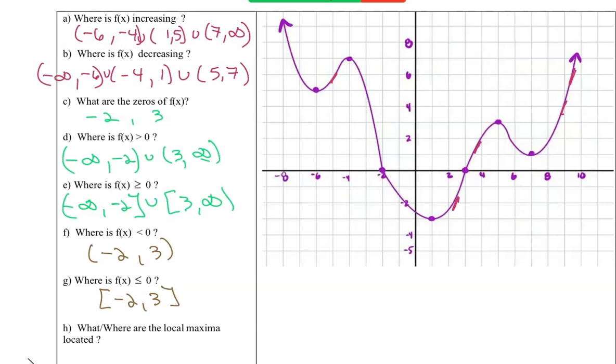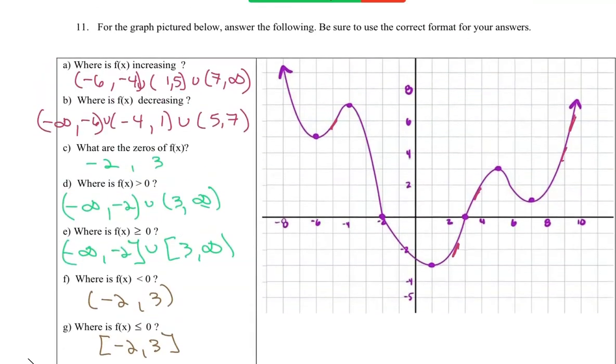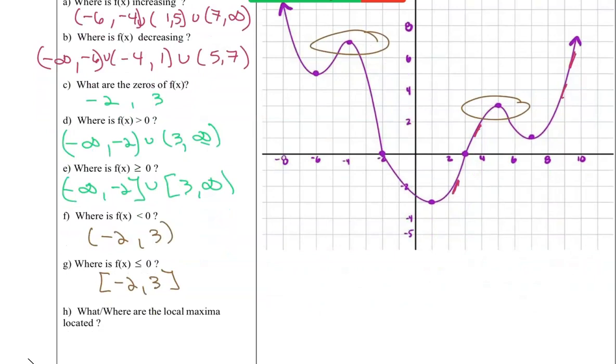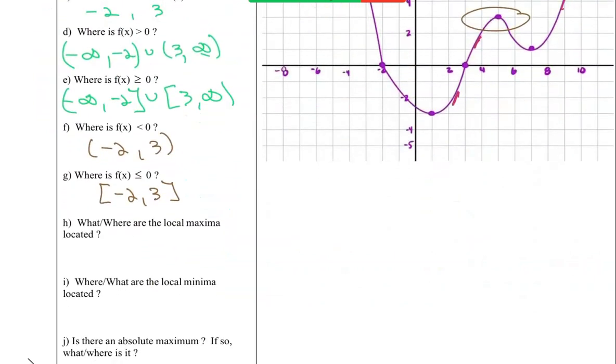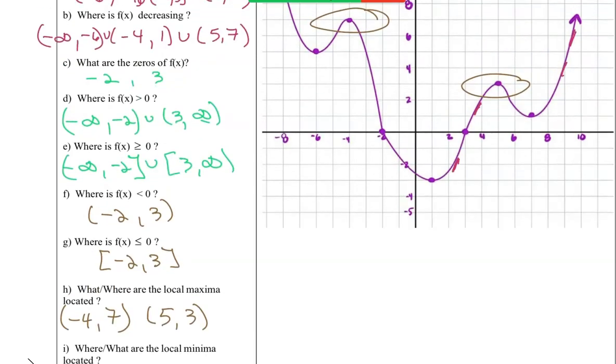Okay, how about local maximum? Here's a max. Here's a max. Here's a max. So I've got 2 of them. So write them down. I have -4, comma 7. Again, it's an XY, so it's just a coordinate pair. Both parens.